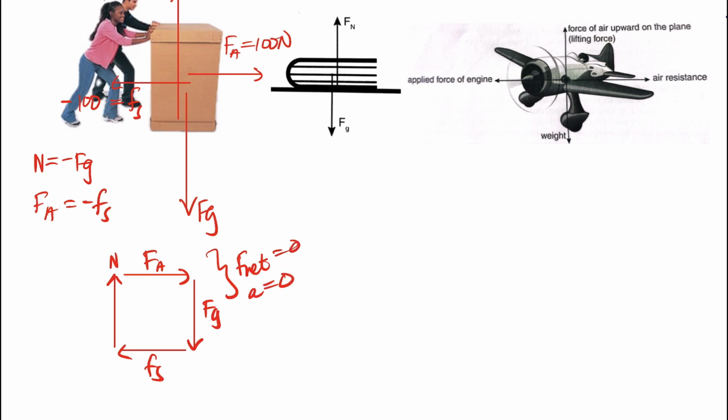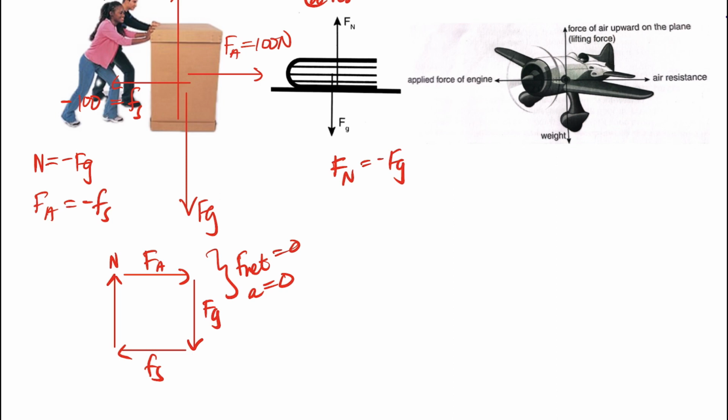Acceleration is 0. Even here, let's look at the scenario of the book. This book is at rest. Once it's at rest, that means it's at equilibrium. So the normal force and the gravitational force are equal, so it's balanced.